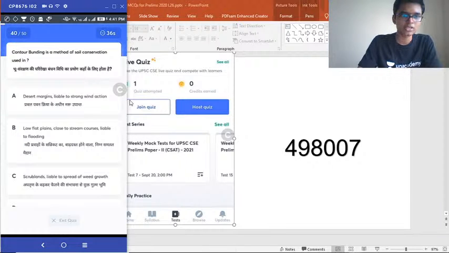40th question. Contour bunding is a method of soil conservation used in dash: desert margin liable to strong wind action, low flat plains close to stream courses liable to flooding, scrublands liable to spread of weed growth, none of the above. Contour bunding.